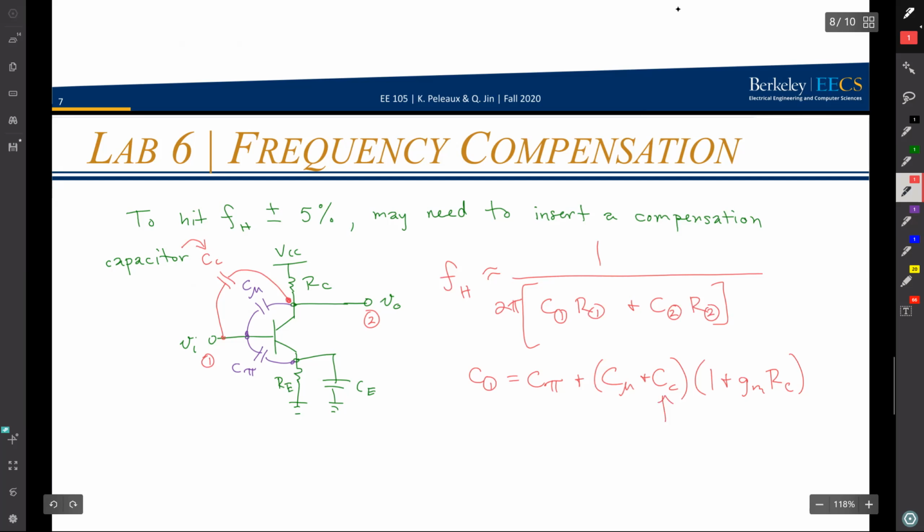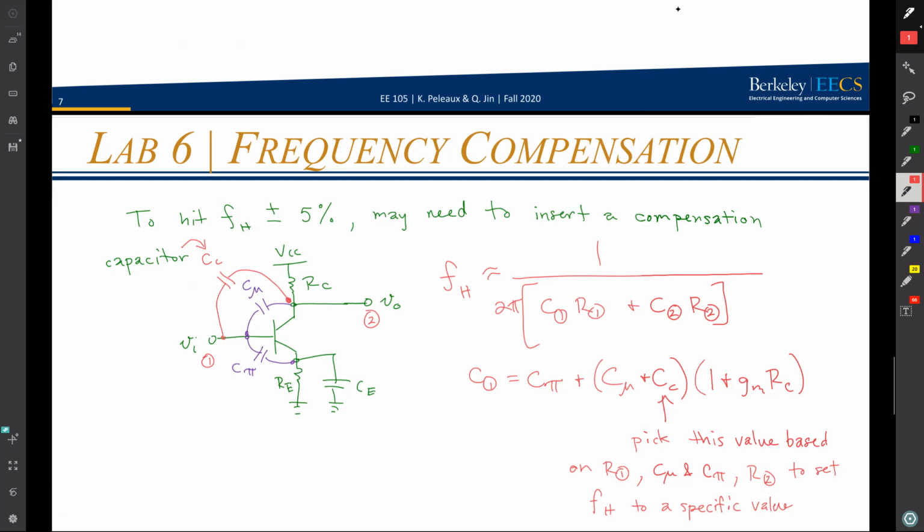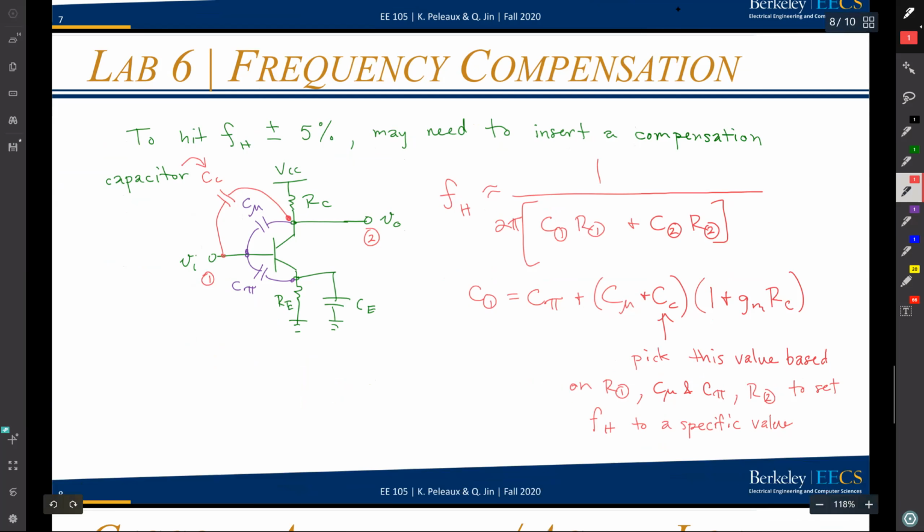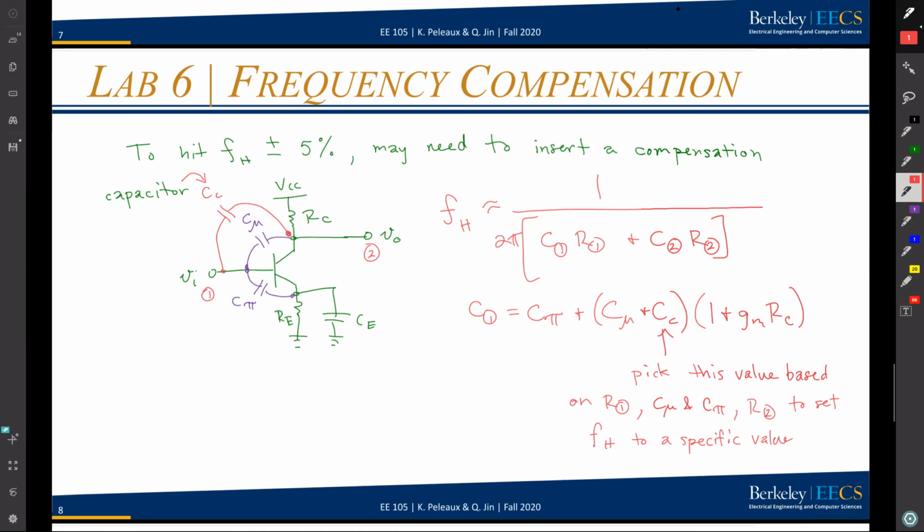This means that I can pick this value based on the other variables in my FH equation. So based on R1, C mu and C pi, and R2 even, to set my FH to a specific value. So I'm no longer at the mercy of these parasitic capacitances that I don't have control over, but rather I can control, ideally within plus or minus 5%, the exact location of my corner frequency by choosing a value for CC, solving back for it based off of the rest of my circuit.